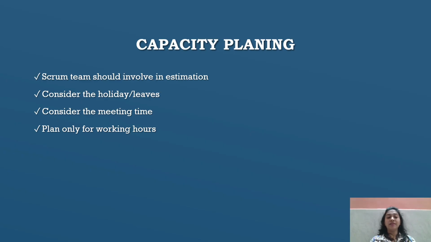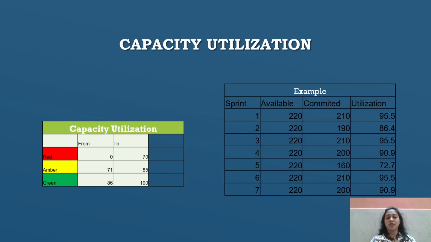What exactly is it? The Scrum team should be involved in this estimation of capacity planning. Consider the holidays and leaves of the team members, and consider the meeting times as well. Plan only the working hours. Okay, we are planning only the working hours, so that is the capacity planning, and in those working hours, we estimate how many story points we can cover. Okay, this is the capacity utilization.